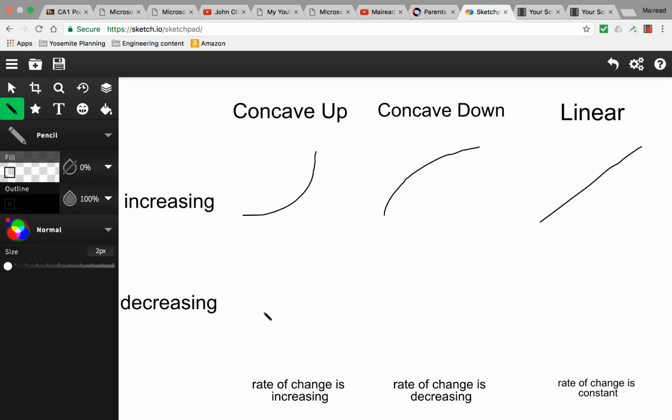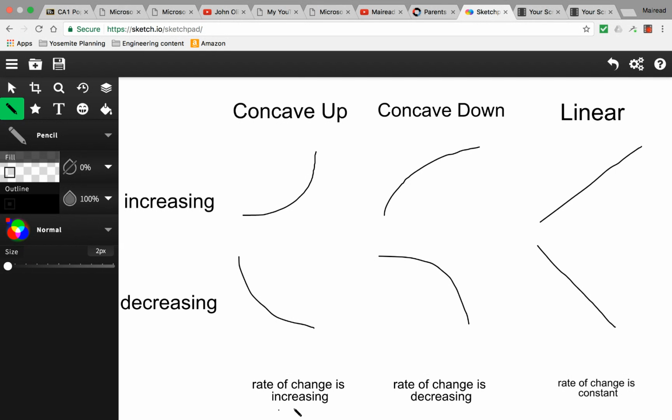Then you have decreasing functions. So concave up decreasing, again, is curved upward, but this time I'm decreasing. Concave down decreasing is curved downward, and again, I'm decreasing. And linear is going to be a straight line decreasing.